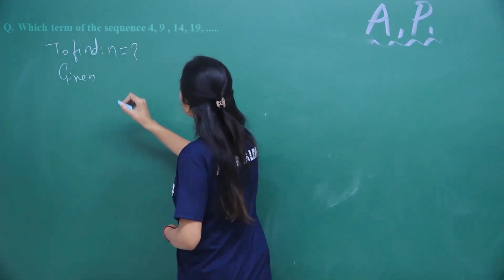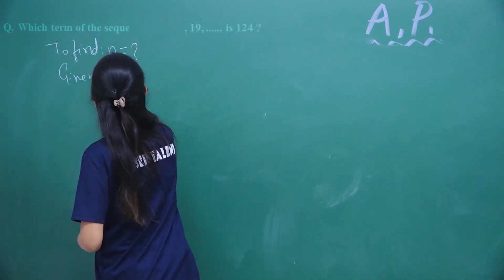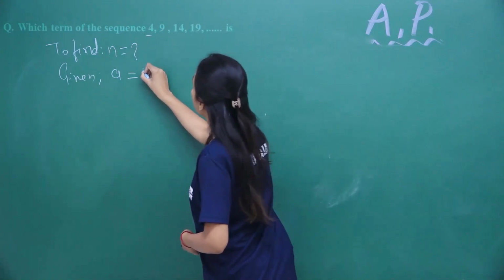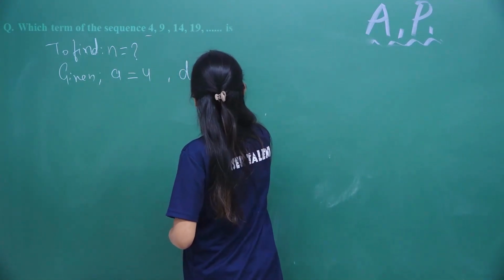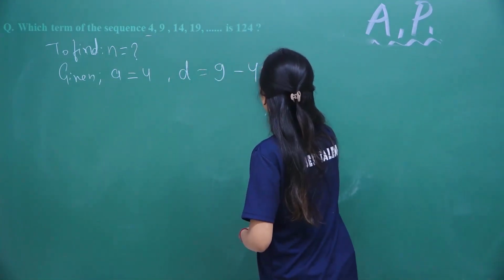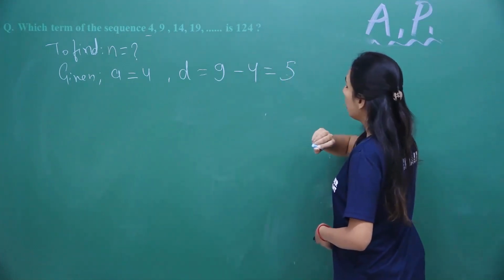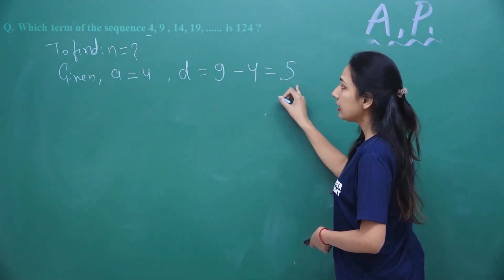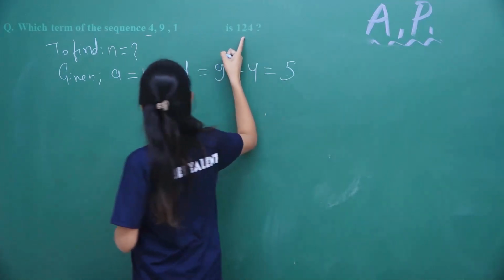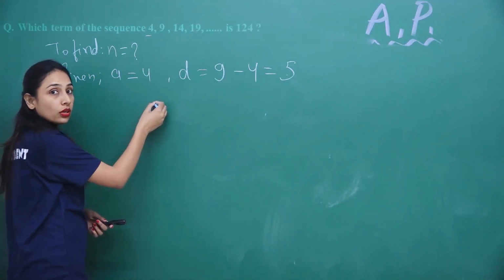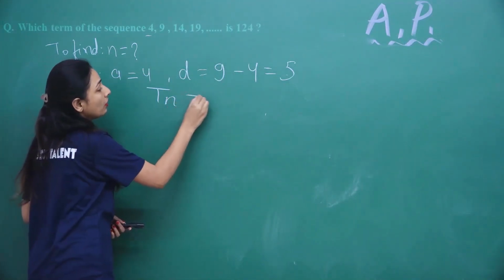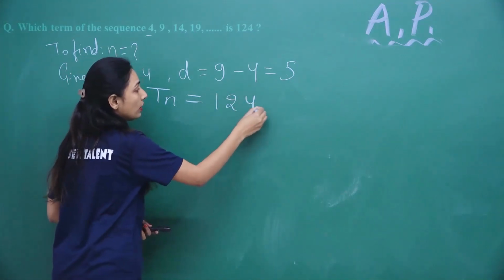What is given is a, the first term, and the common difference, second term minus first term, which equals 4, which equals 5. So d is given, a is given. Now it's saying 124, so we have given Tn equals 124.